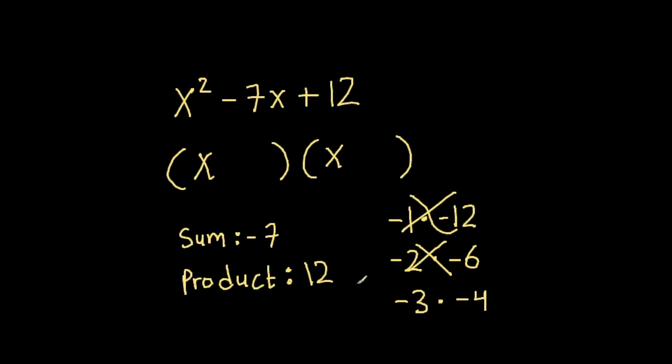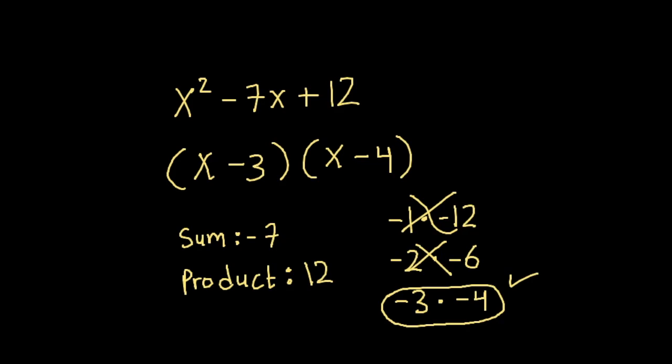Well, that's perfect. Negative 3 plus negative 4 adds up to negative 7 and multiplies to 12, so that's perfect. So that is the bingo over here. Okay, so we just fill in those numbers, negative 3 and negative 4. Okay, and we're done. All right, so I hope that made sense.